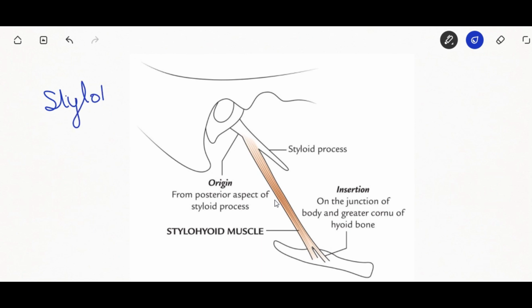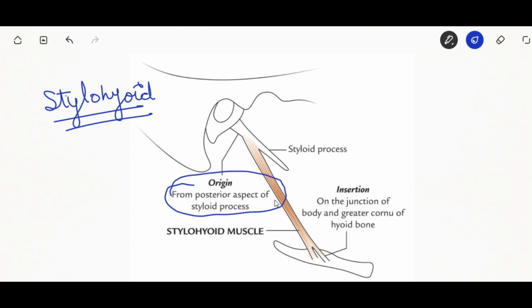Stylohyoid muscle is a small muscle that lies on the upper border of the digastric muscle. It originates from the posterior surface of the styloid process, and it is inserted into the junction of body and greater cornu of the hyoid bone.